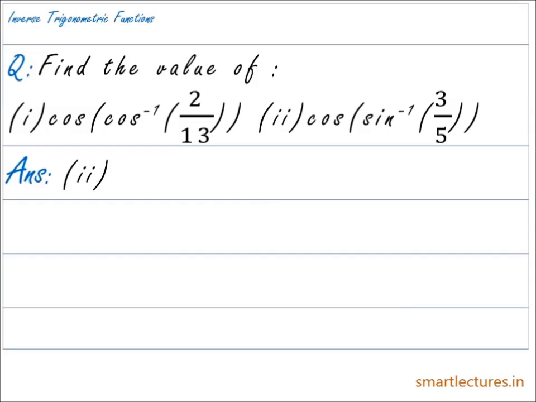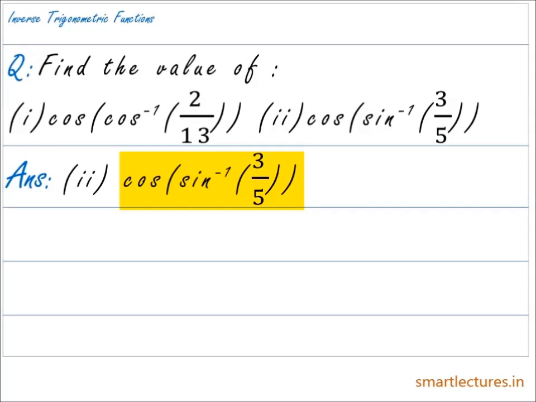Now let's solve the second part, which is cos of sine inverse 3 upon 5. As per the property of cos inverse function, the cos of cos inverse x is equal to x. But here in place of cos inverse we have sine inverse. So first of all we shall convert sine inverse into cos inverse form so that we can apply this property. Now sine inverse 3 upon 5 is the angle of the right angle triangle in which the ratio of perpendicular to the hypotenuse is equal to 3 upon 5.